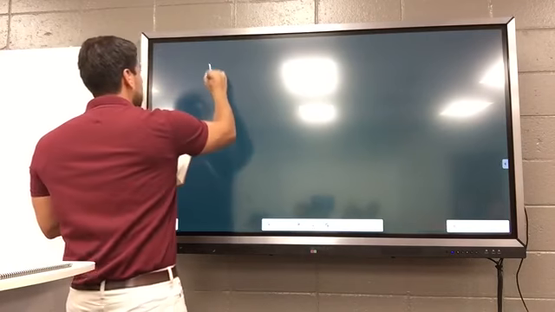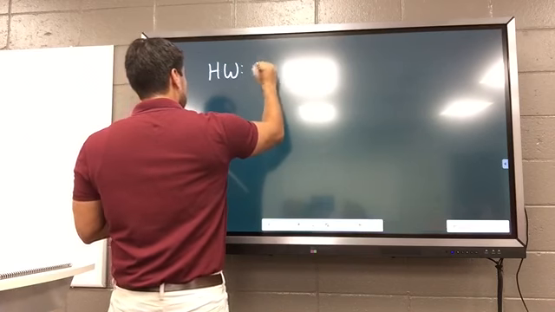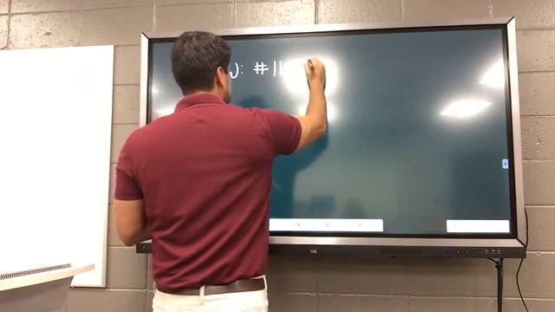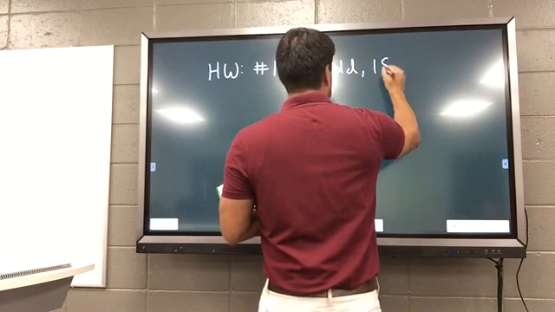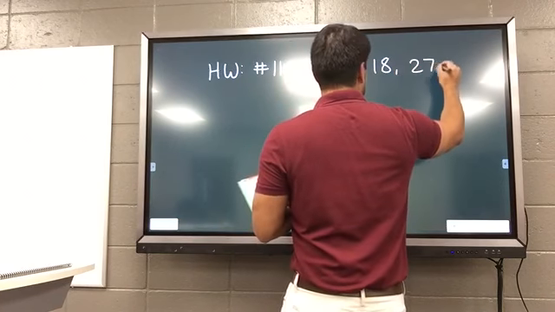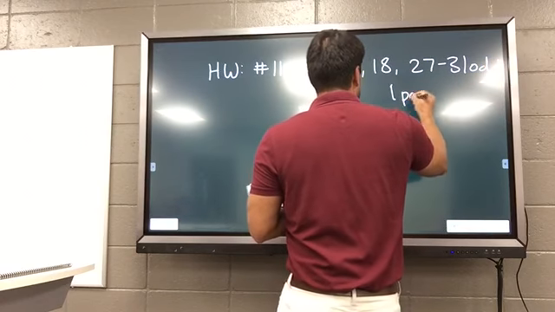So this is what it is now. It's going to be numbers 11 through 15 odd, number 18, and then 27 to 31 odd. So I minimized that dramatically, all right?